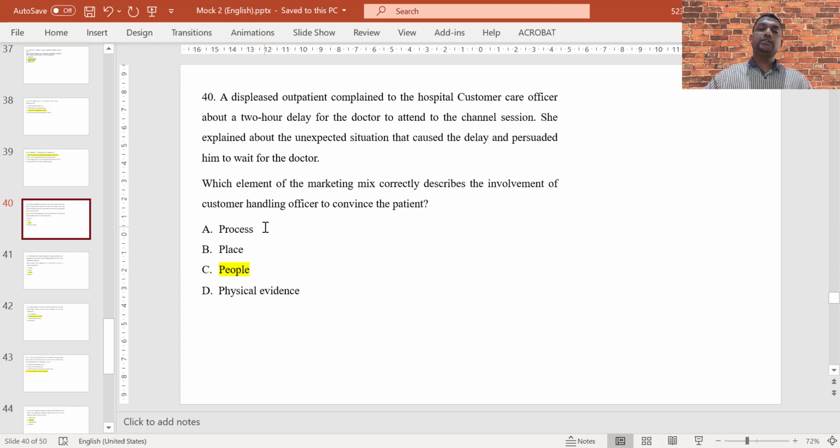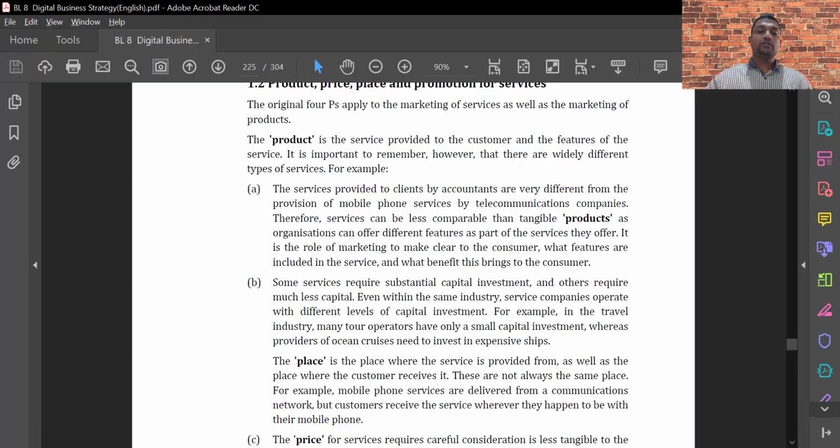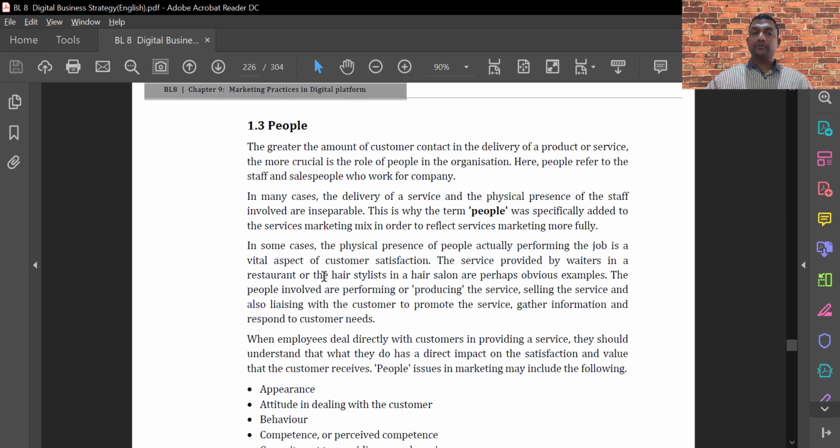So in the marketing mix, there are 7 P's which are mentioned, and out of the 7 P's, 4 of them are given here: process, place, people, and physical evidence. So if we look at how this is explained, in the people factor, the greater amount of customer contact in the delivery of a product or service, the more crucial is the role of people in the organization.